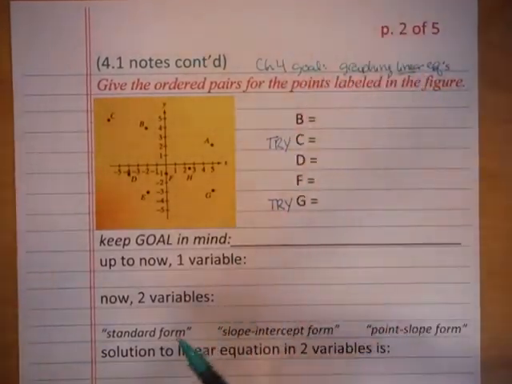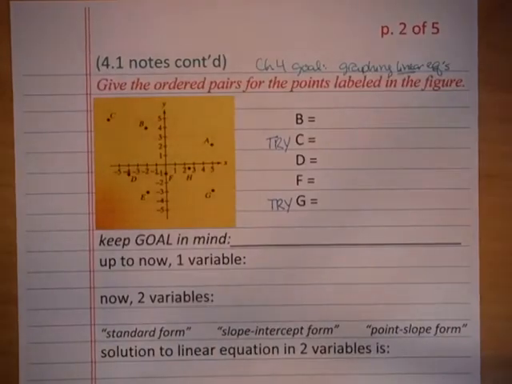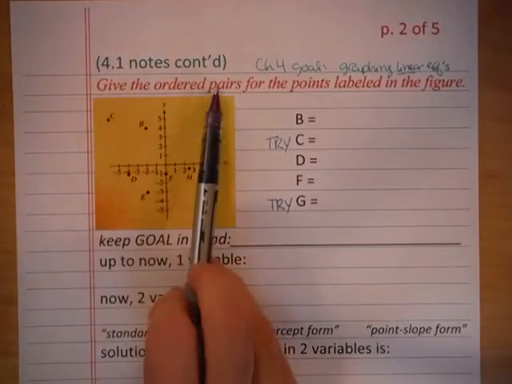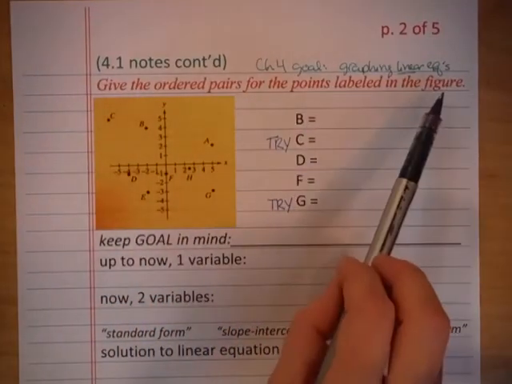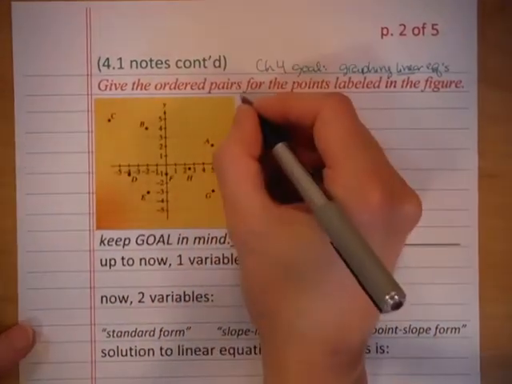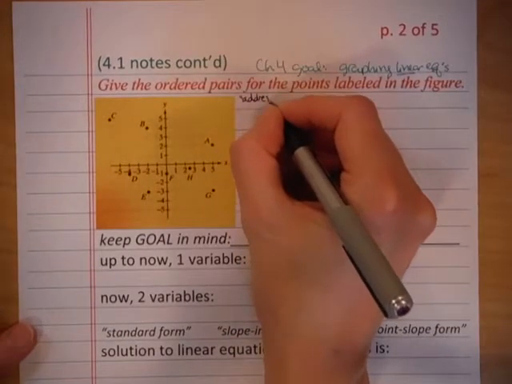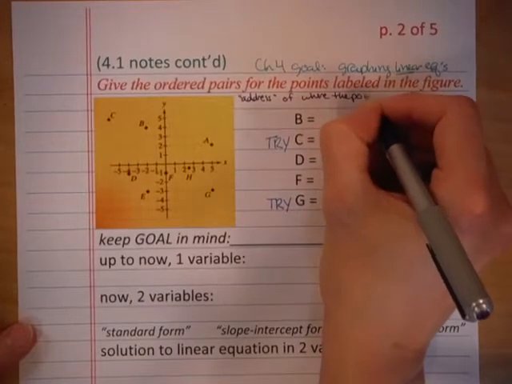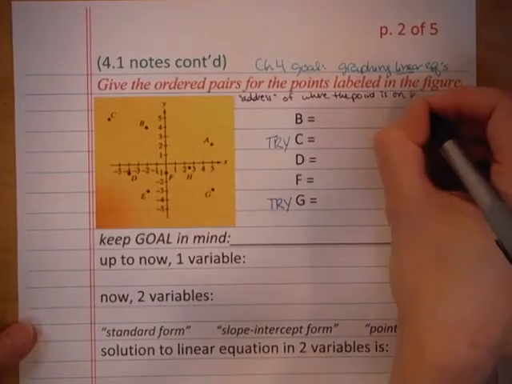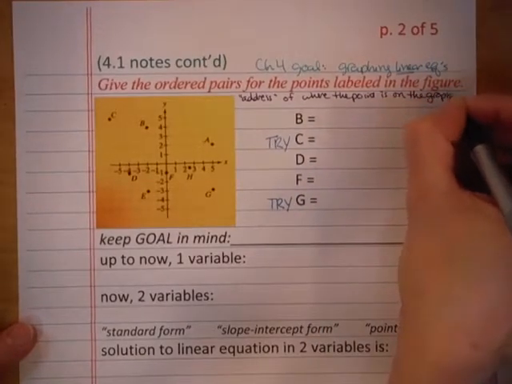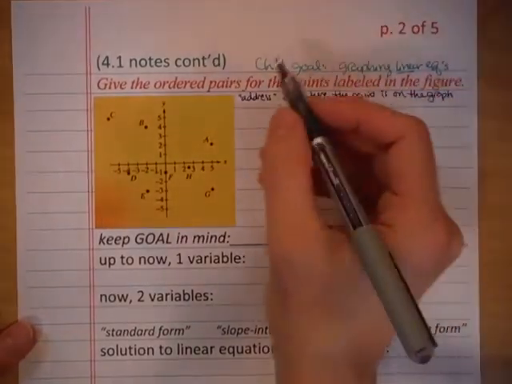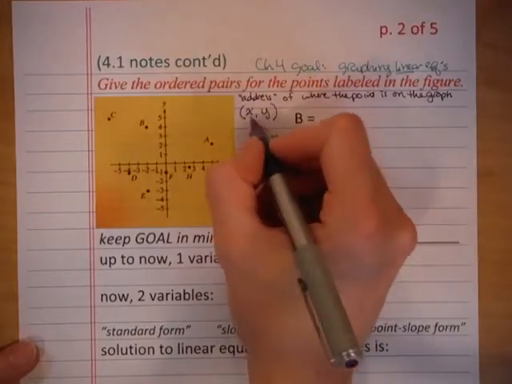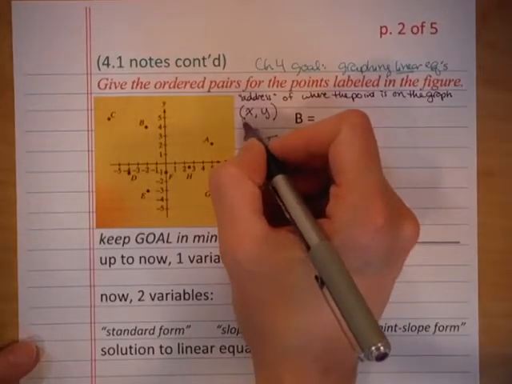So we're still just working on some graphing basics here as we start 4.1. And this set of problems will have you give the ordered pair for the points labeled in the figure. And again, the ordered pair is like the address of where the point is on the graph. It has two pieces. It has an x-coordinate and a y-coordinate. And order matters here. X always comes first.